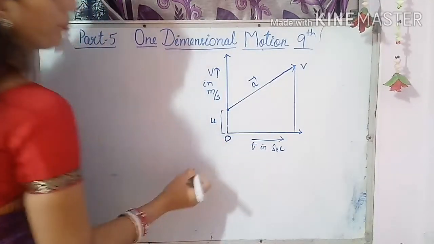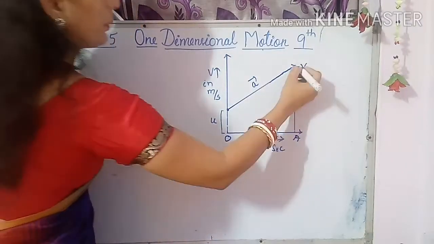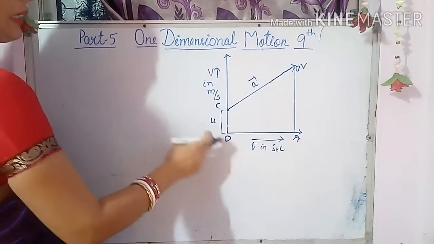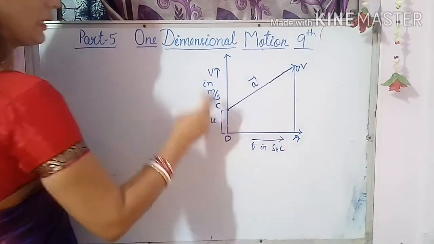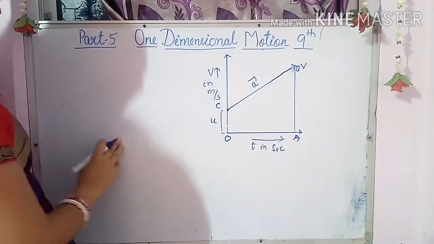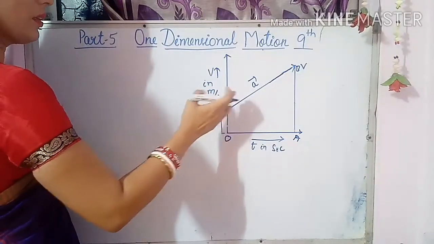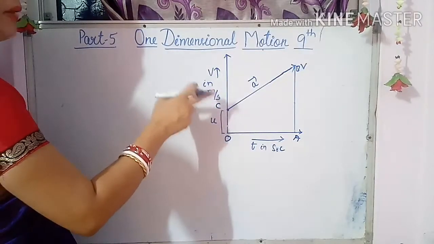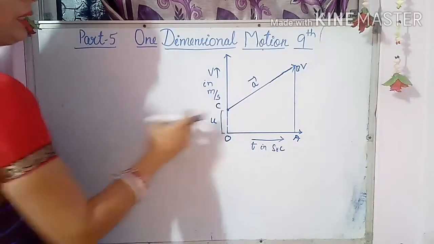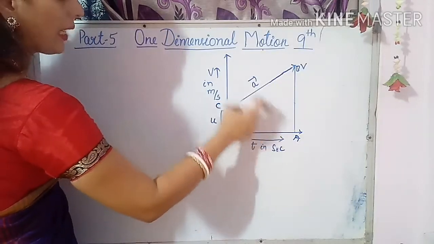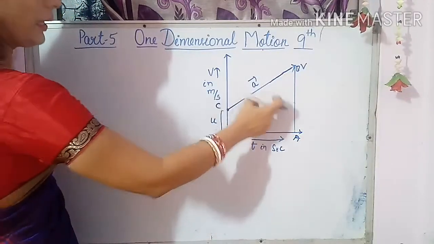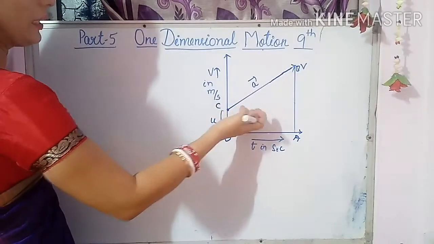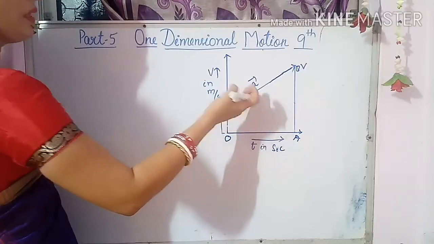Suppose this is O, this is A, this is B, and this is C. Now you can see that O, A, B, C is the shape of a trapezium. Whenever you want to find out how much distance is travelled by the body, you know that if you calculate the area of this figure by the formula, then that area is the distance travelled by the body.